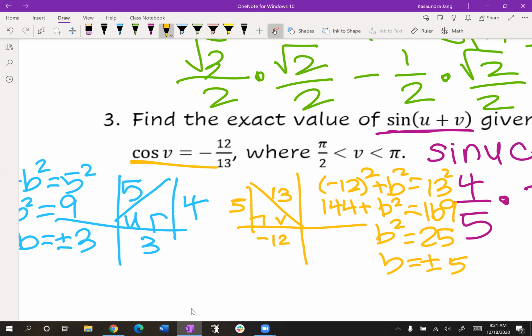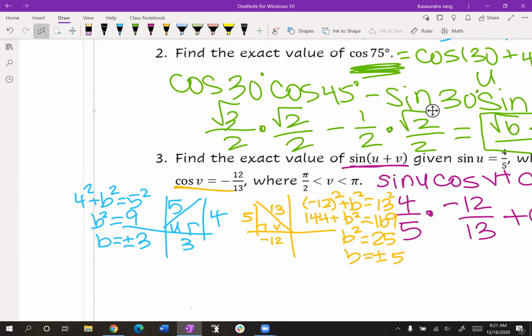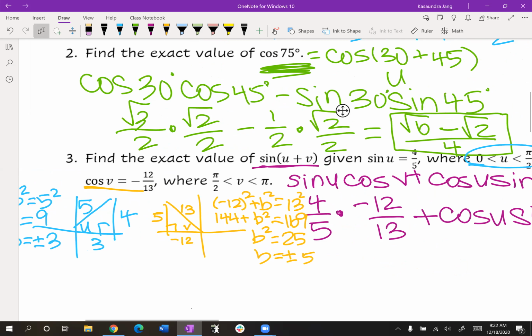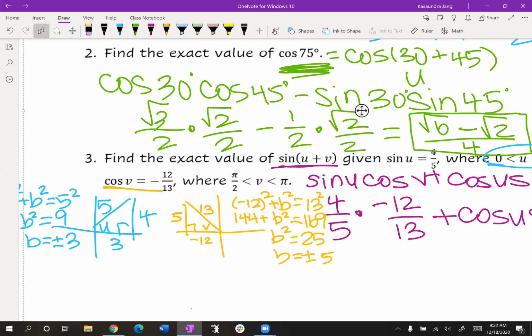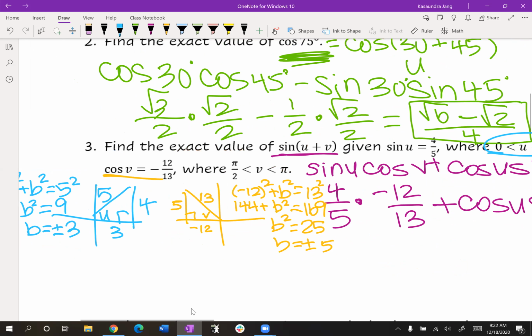And because I've labeled both of these triangles, I can actually find the missing trig functions that I had so far. So let's see, I was missing cosine of u and sine of v. So cosine of u, cosine is adjacent over hypotenuse. So my cosine of u, adjacent over hypotenuse, is going to have to be a 3/5. Okay, so this one's actually a 3/5.